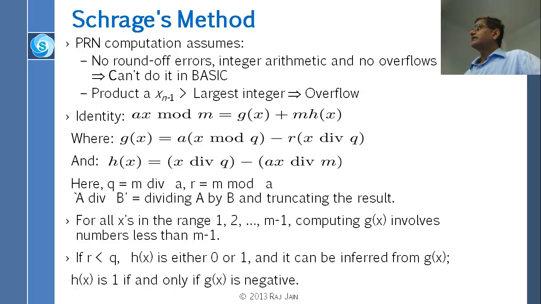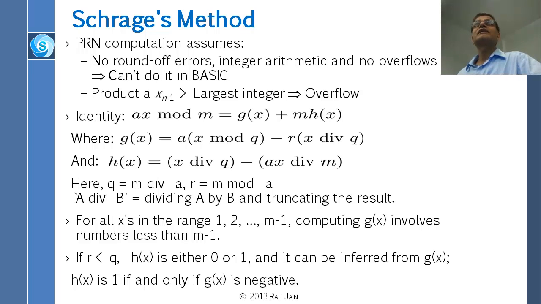And so here is the thing, ax mod m. If you want to multiply x by a and take mod m, then it is equal to g of x plus m times h of x, where g of x is a times (x mod q) minus r times (x div q). Now, let me explain what these notations mean. Mod is remainder, and div is quotient.